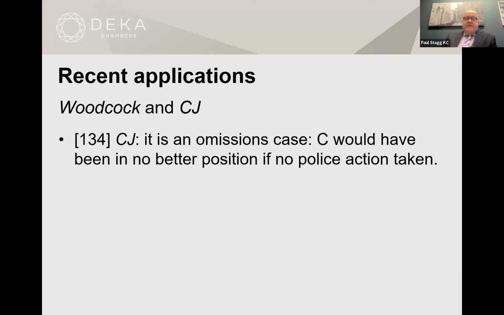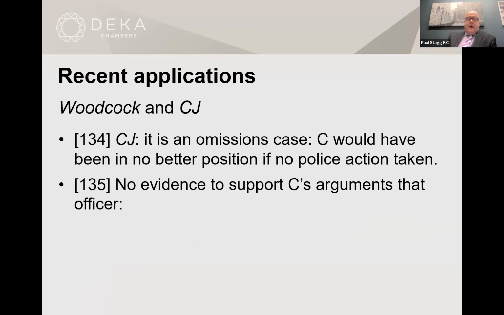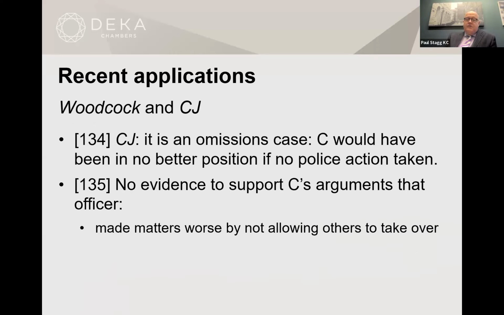In the CJ case, they dealt with this briefly. They said it's clearly an omissions case. Had the police taken no action at all on the allegations of pornography, then the claimant wouldn't have been in any better position to avoid being abused by the perpetrator. There was no evidence in the case to support the arguments that the officer either made matters worse by not allowing more qualified or more competent colleagues to take over, or caused family members not to take steps. Those were just assertions, unsupported by any evidence. So that appeal was dismissed.